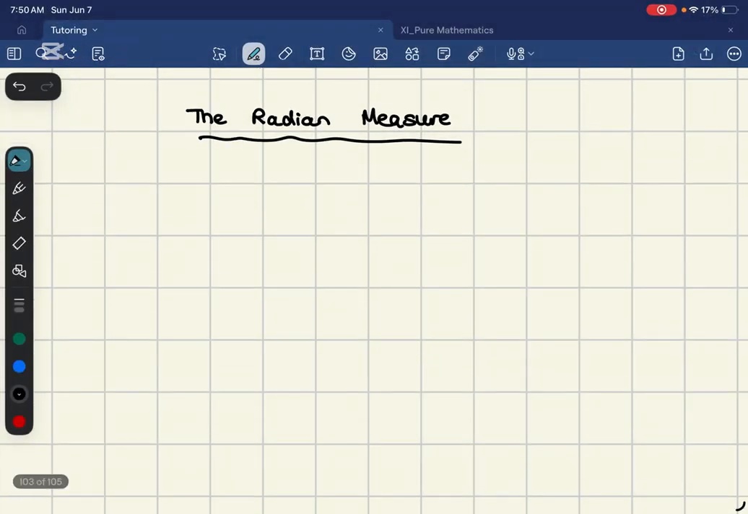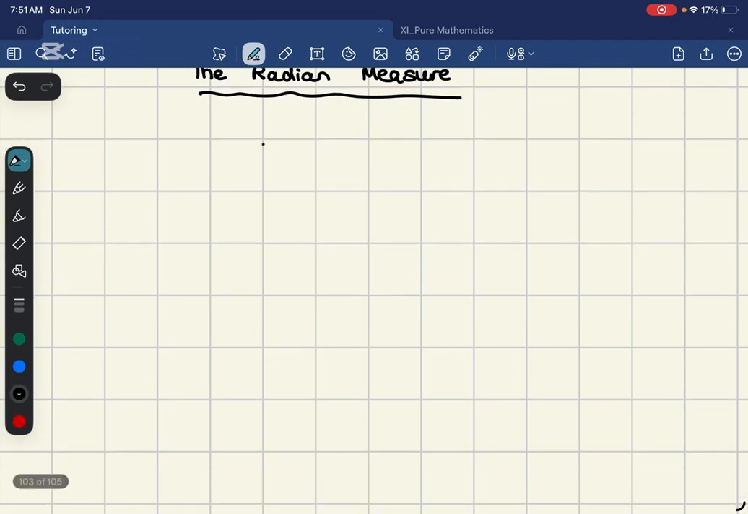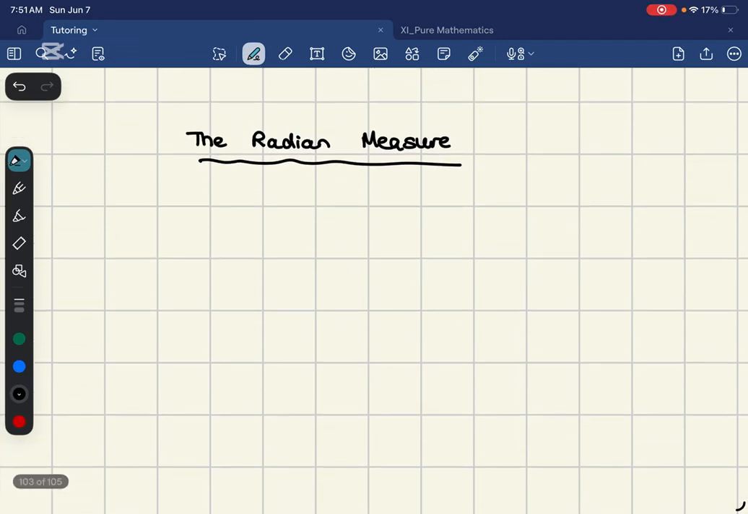In this video, we're going to look over the radian measure. So this is chapter 7, circular measure. So how do we measure in radian? Now, radian is the SI unit. So it's the System International Unit to measure angles.